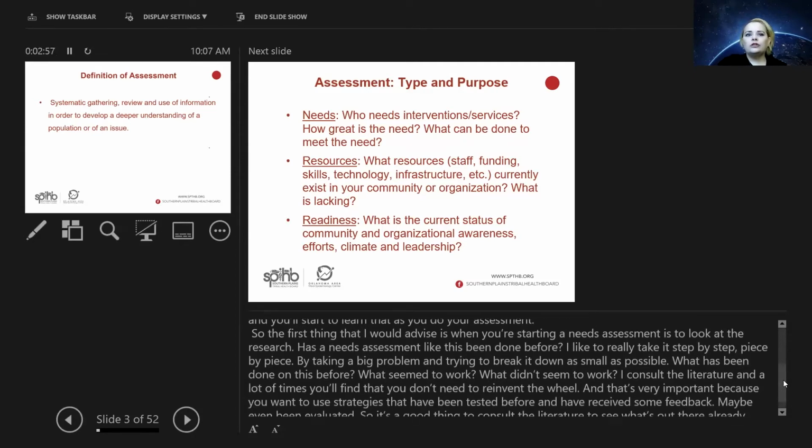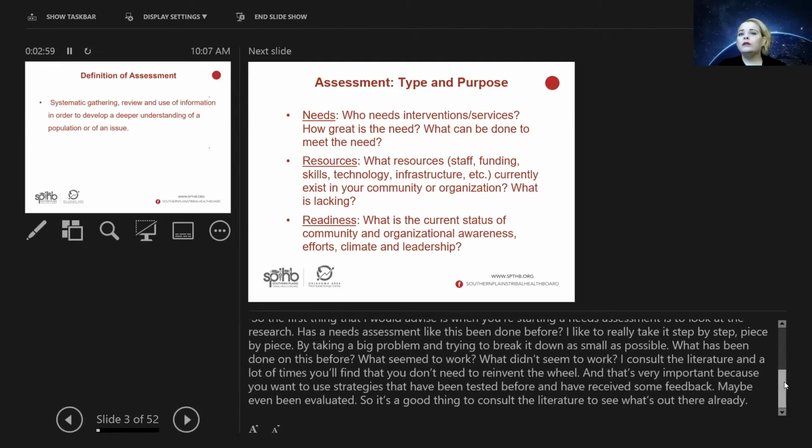I consult literature, and a lot of times you'll find that you don't need to reinvent the wheel. And that's very important because you want to use strategies that have been tested before and received some feedback, if possible, maybe even evaluated. It's a good thing to consult the literature to see what's already out there.